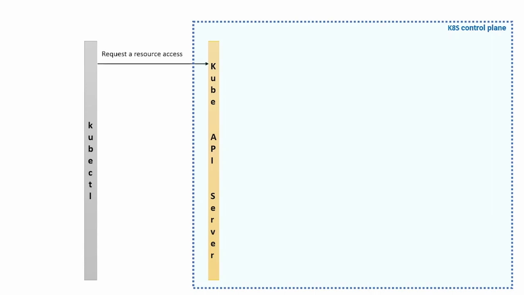So here we have the client application, that is kubectl, and we have a Kubernetes cluster which has a control plane. This is the main component, the kube-apiserver, which is handling the authentication and authorization. So first we request access to a resource in Kubernetes.